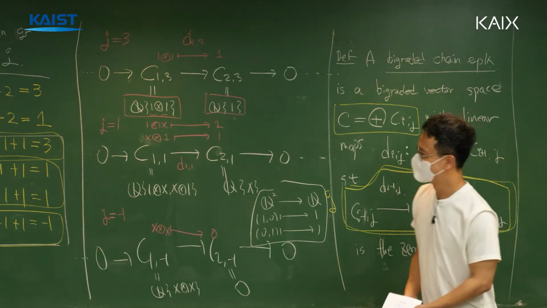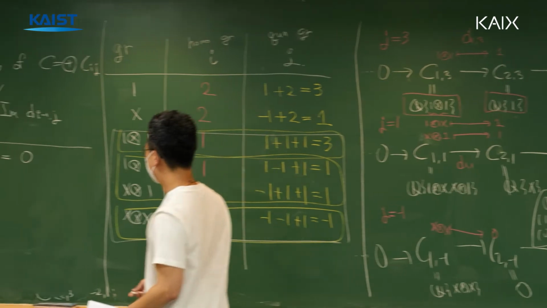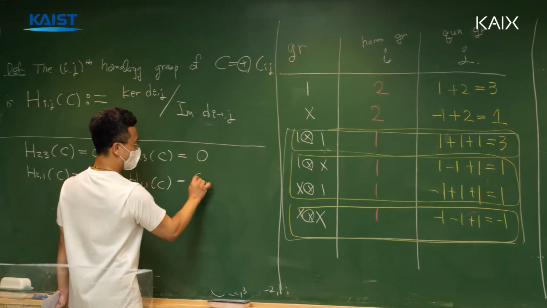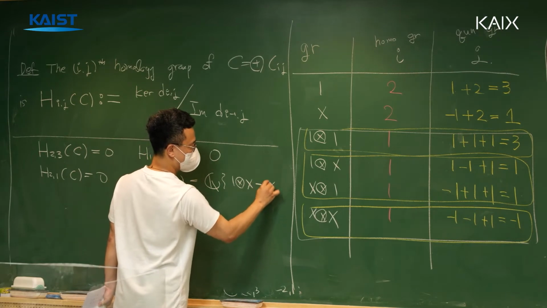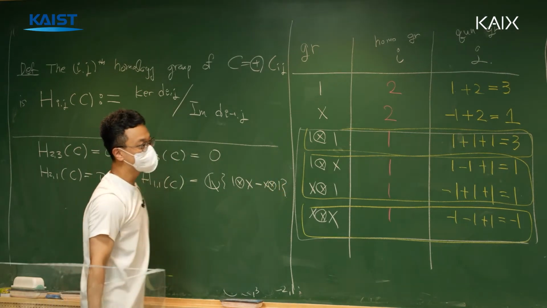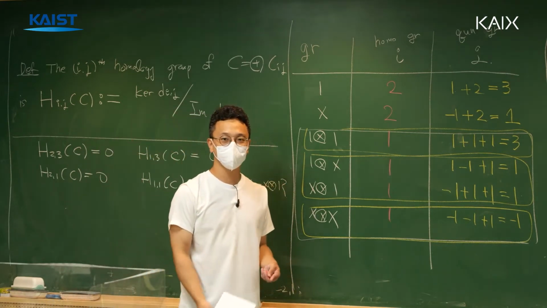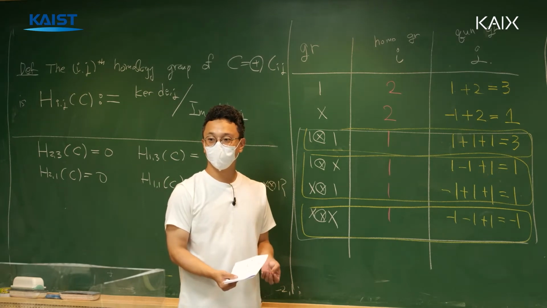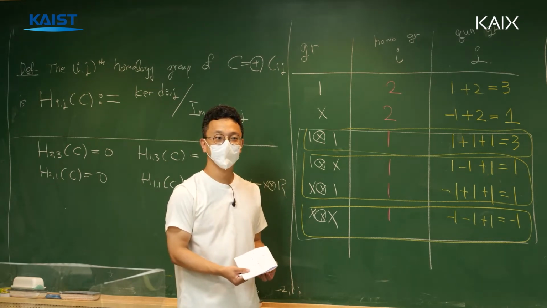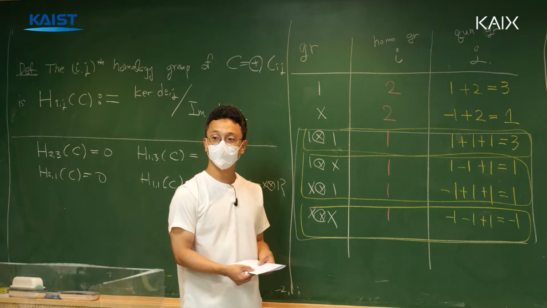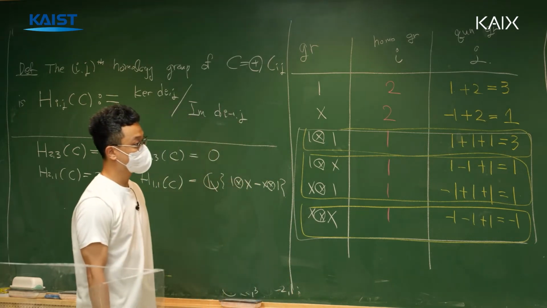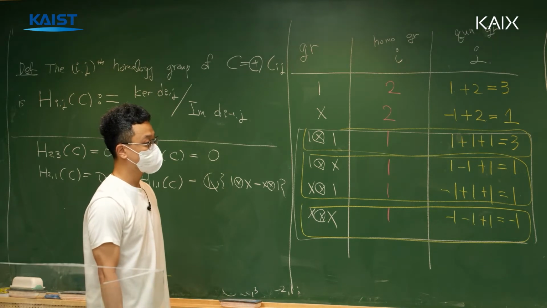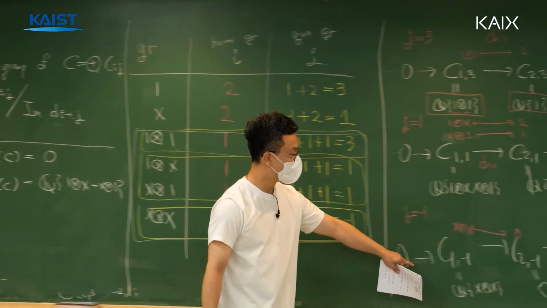So, okay. So this should be q of 1 tensor x minus x tensor 1. Is this not clear, or are there any questions? What about this? 1 minus 1.